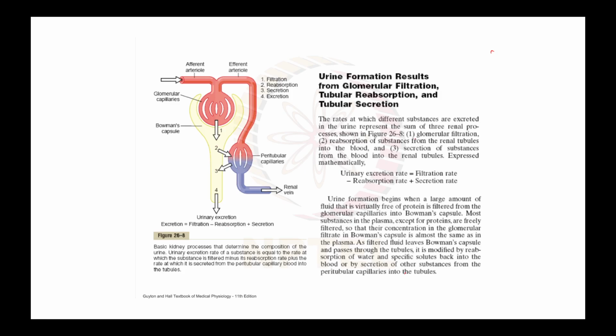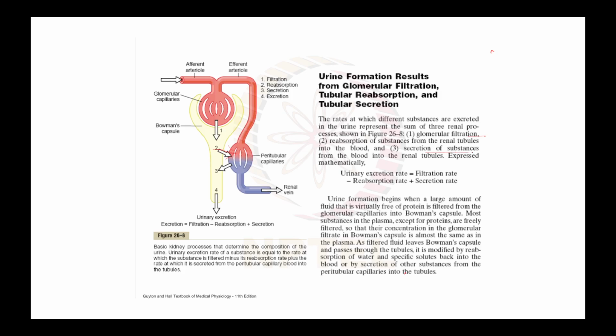So first is the glomerular filtration. This is glomerular filtrate in the Bowman capsule. Second is the reabsorption of substance from the renal tubule into the blood. Again, reabsorption will happen. Whatever excess thing is being filtered then gets reabsorbed into the blood.